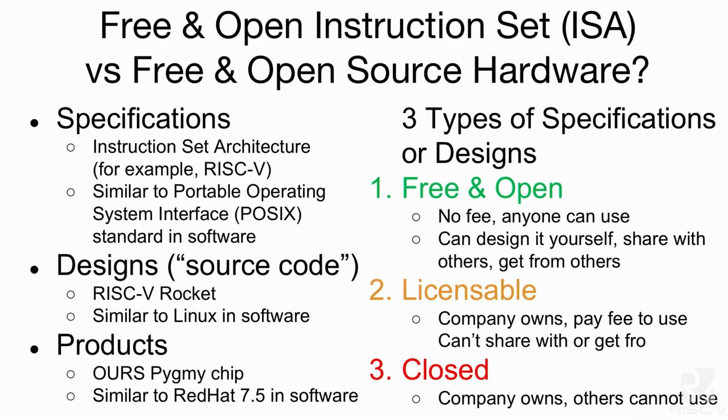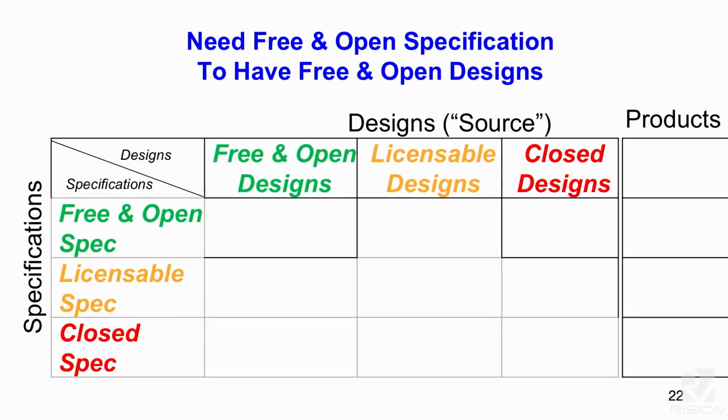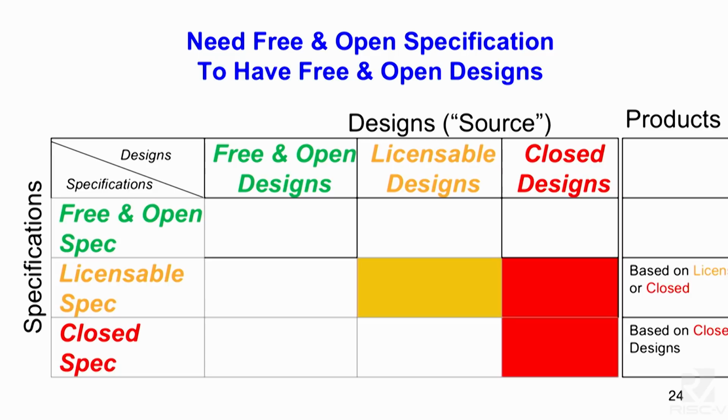Okay, so specifications and designs, free, licensable, closed, so that's a matrix here, right? We'll do the specifications on the left and the designs on the top, on the right. We have a 3x3 matrix and there are products there. So let's start from the lower right-hand corner. Closed spec, closed design. That's like Skylake for computer architecture, or maybe the Windows operating system. Now licensable: with a licensable spec, you can have licensable designs or closed designs. For licensable designs, there are ones from SiFive, and NVIDIA is doing their own closed one.